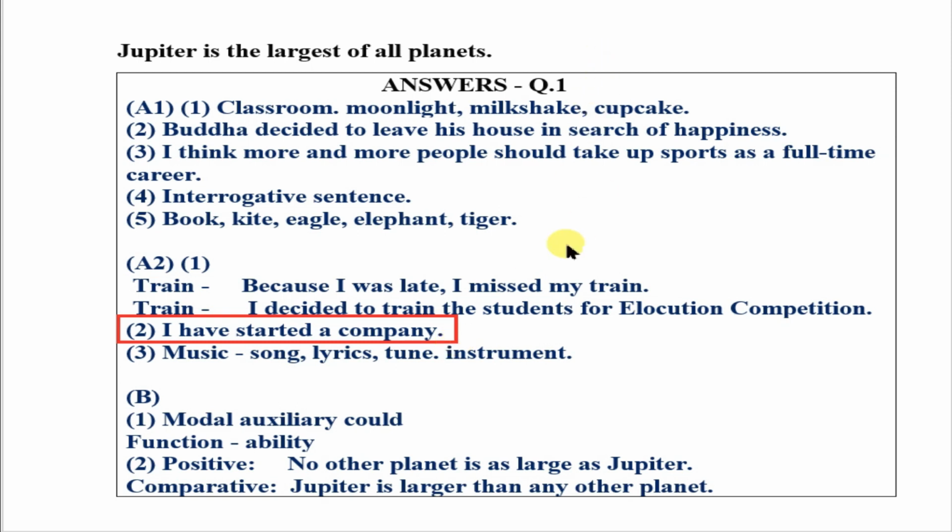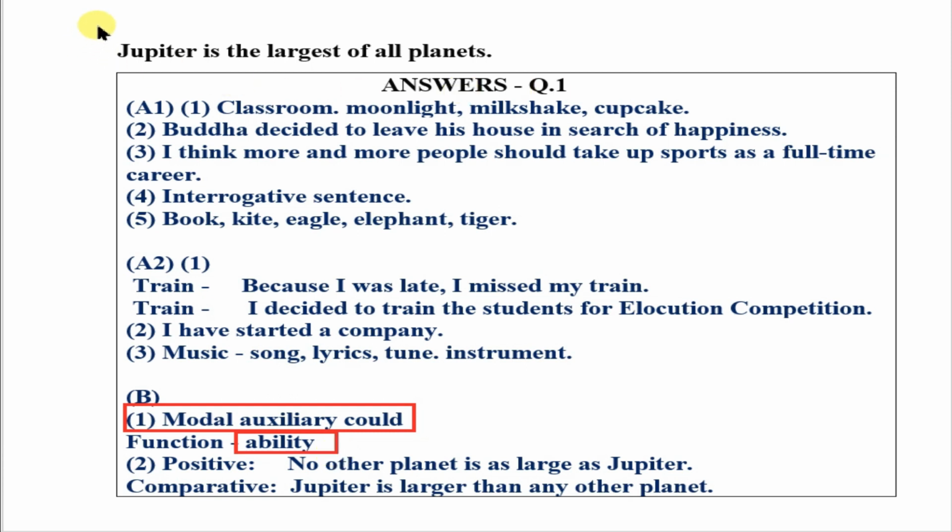Next activity was to make a word register of four words for music, and the answer is given like this: music, and related words are song, lyrics, tune, instrument. All right, next, the sentence is given and you have to find the modal auxiliary verb. Here the modal auxiliary verb is could, and its function is ability. The could shows ability or your capacity.